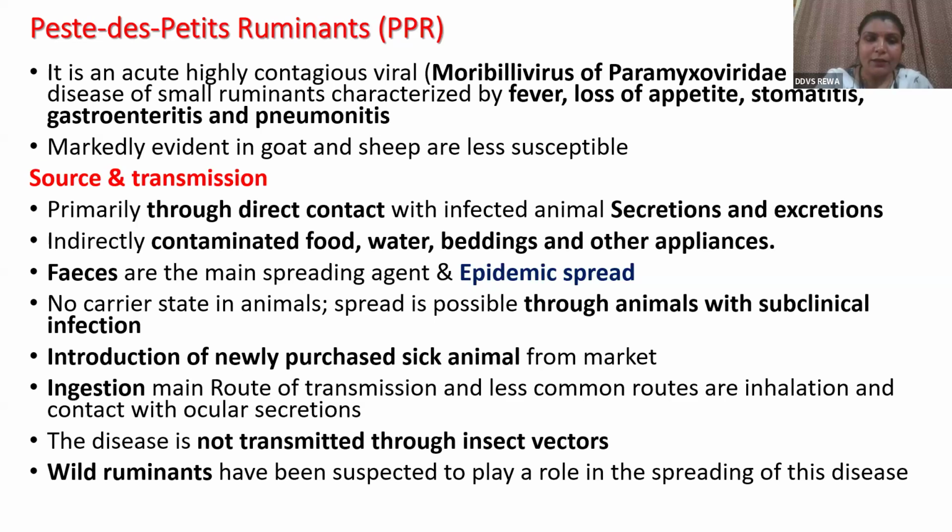So how the disease comes into a herd or a flock is most commonly because of the introduction of a newly purchased sick animal, and these sick animals may be in a subclinical state. So this might be the reason for the occurrence of an outbreak in a flock. The disease is transmitted mainly through the ingestion route, and less commonly through the inhalation and contact routes. The disease is not at all transmitted by insect vectors.